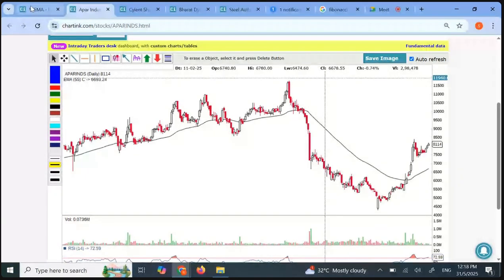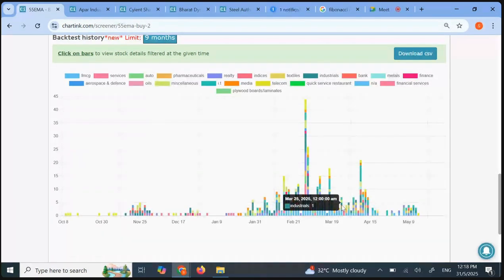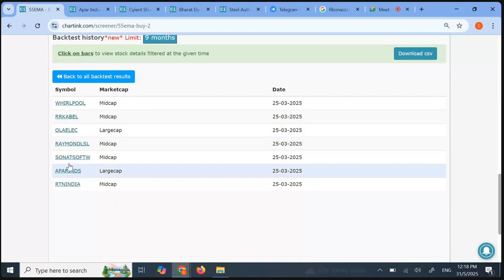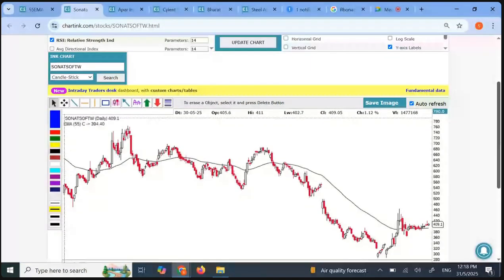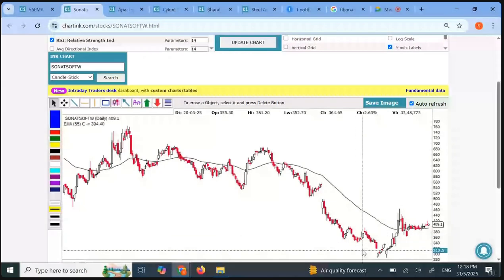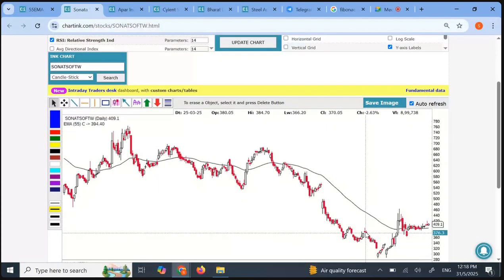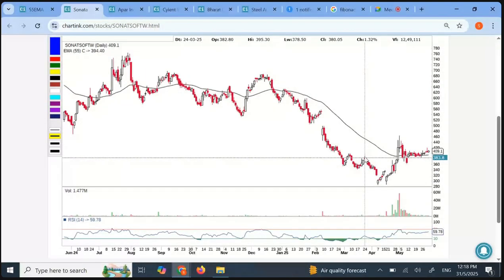Maybe some other random date, random stock. Sonata Software, 25th March. Where is 25th March? 25th March is somewhere here. Maybe we got a bit late. Sonata would have even appeared here. I'm not saying it didn't appear here, but the date I chose happens to be here. It fell.